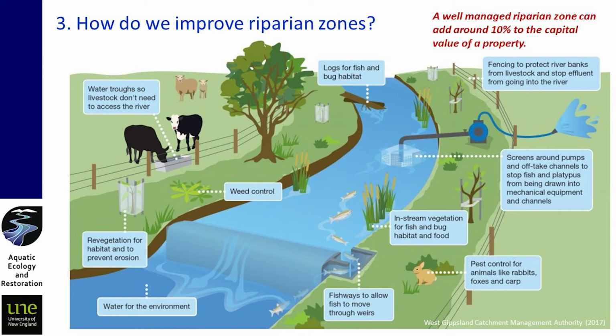So how do we improve riparian zones? We know they can have benefits to our livestock production. We know they're important ecologically and socially. So how do we improve them? And obviously we've talked about fencing and excluding stock from riparian zones. We've also talked about the importance of establishing off-stream water supply.